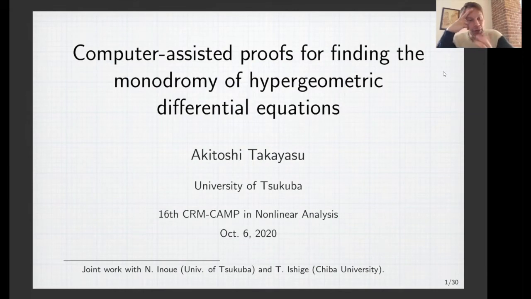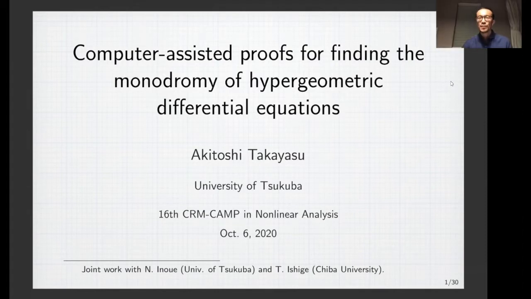Okay, so Akitoshi Takayasu obtained his PhD from Waseda University in 2012. He was supervised by Professor Oishi, who's a pioneer in the world of rigorous numerics and differential equations. He also spent some time there as a postdoc at Waseda University. After that, he got a position of assistant professorship at University of Tsukuba in 2016, and he's still there right now. His research interests consist of rigorous numerics for PDEs, ODEs, delayed differential equations, and more generally, computer-assisted proofs in infinite-dimensional dynamical systems. So please, Akitoshi, go ahead and tell us about the hypergeometric differential equations in monodromy.